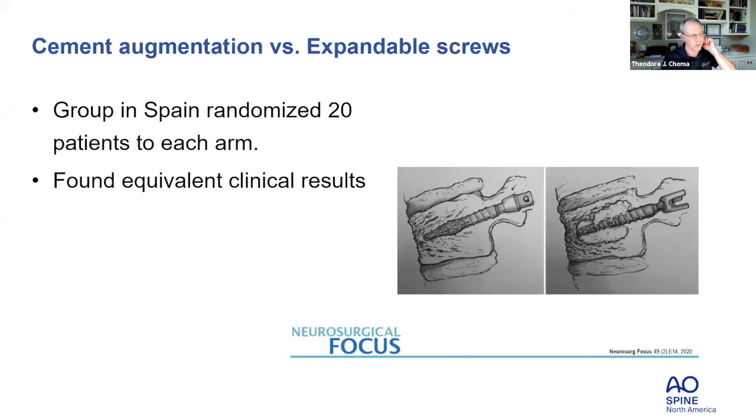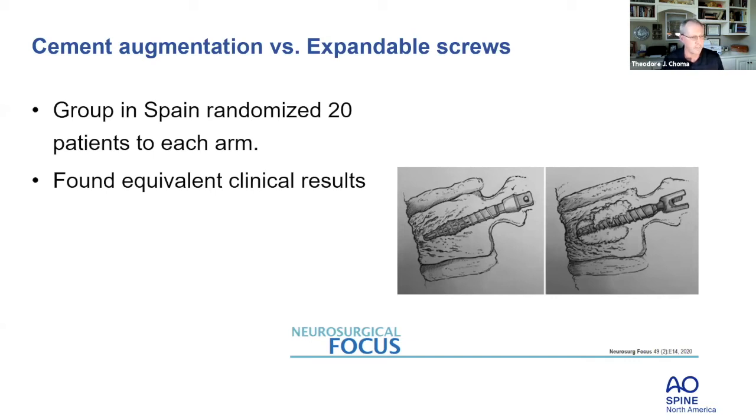There was also, this past last year, a group in Spain that randomized osteoporotic patients to either an expandable screw or a fenestrated screw with cement augmentation, and they reported equivalently very reasonable results with both groups, both technologies.